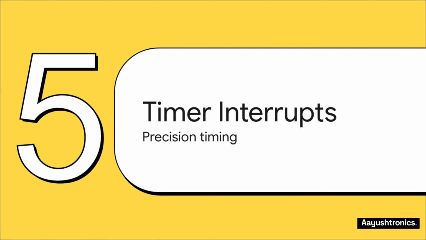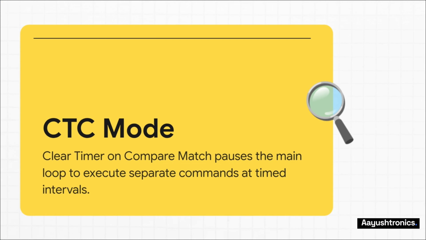Part 5. Mastering timer interrupts. But what happens when the standard loop function isn't precise enough? Well, that brings us to our final, slightly more intermediate engineering concept. Normally, the Arduino executes commands in the loop sequentially. If you use a delay command, the whole board basically just sits there waiting.